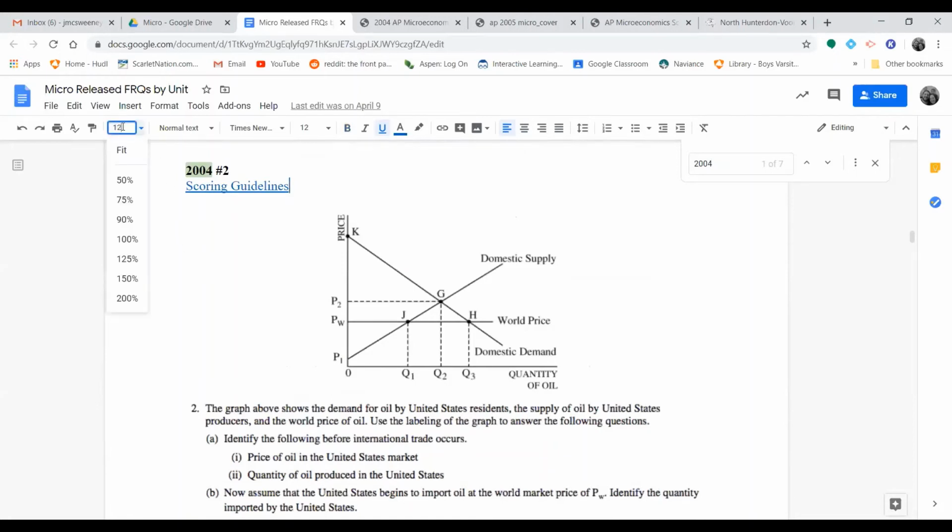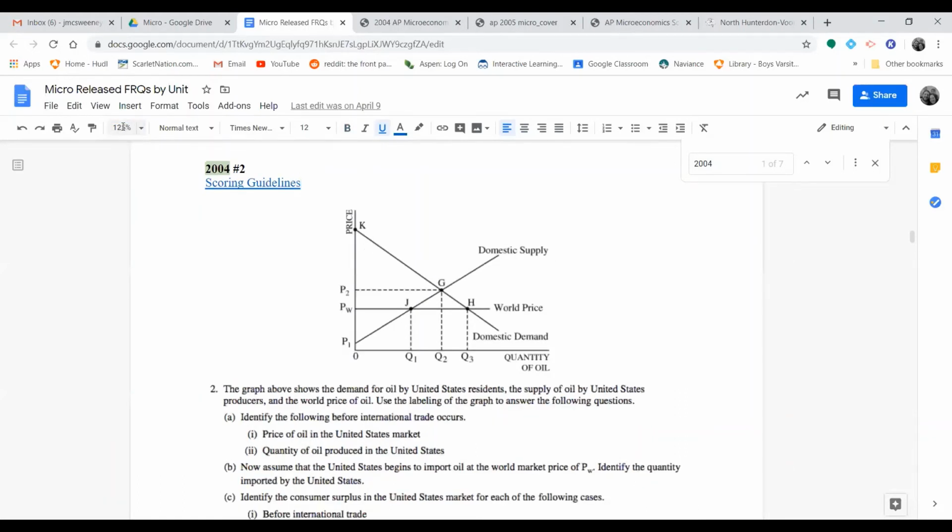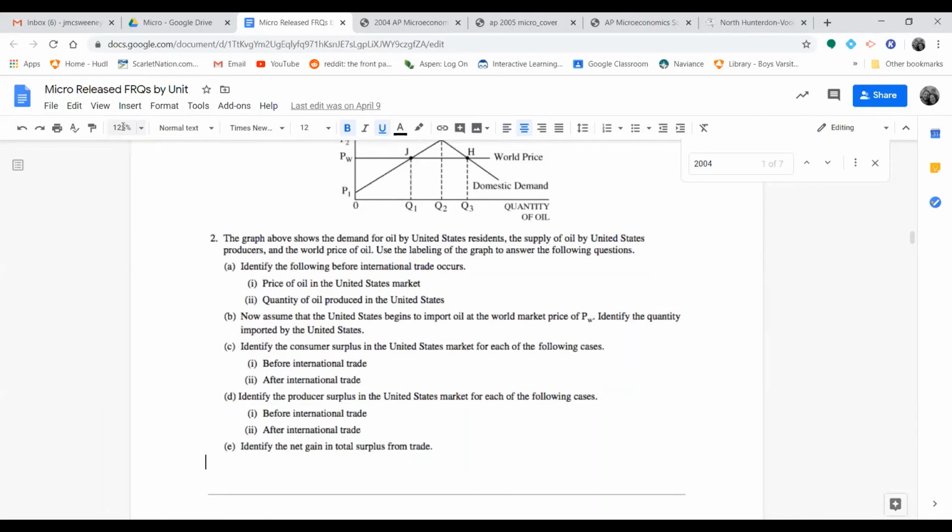This is going to be 2004 number 2. This is our tariffs and world prices. Okay, I love these. These are probably some of my favorite questions to answer for whatever reason. I guess I'm kind of a weird guy.